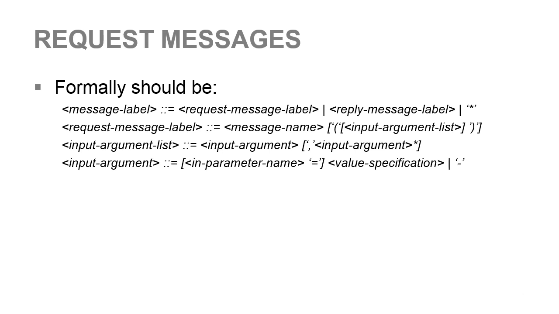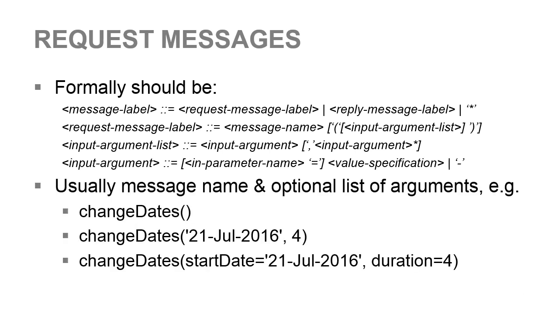Again, here's the formal syntax of a request message. Usually it's a call of an operation on the target lifeline, and may include argument values or the names of the argument and their values. So here, the message represents the change dates operation of schedule with the start date and duration.